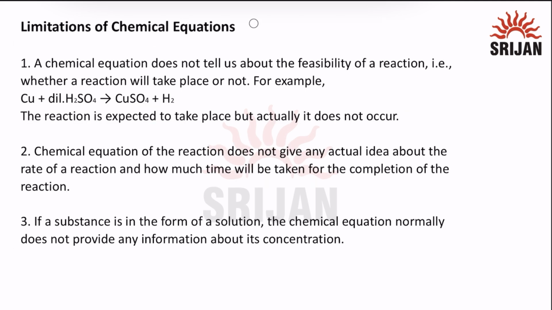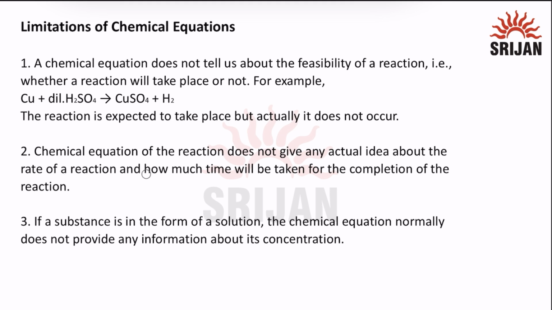Then, the chemical equation does not tell us everything. So there are limitations. We don't know whether this reaction actually happens in real life or not. Some reactions happen only when we give them heat. Some reactions happen spontaneously, which means we don't have to do anything; they just happen by themselves. Some reactions do not happen at all, even if we provide heat. So we can write any reaction, but we don't know if it actually happens in real life or not. The reaction is expected to take place, but actually it does not occur. If you mix copper plus dilute sulfuric acid, we are expecting to get this, but it doesn't happen in real life.